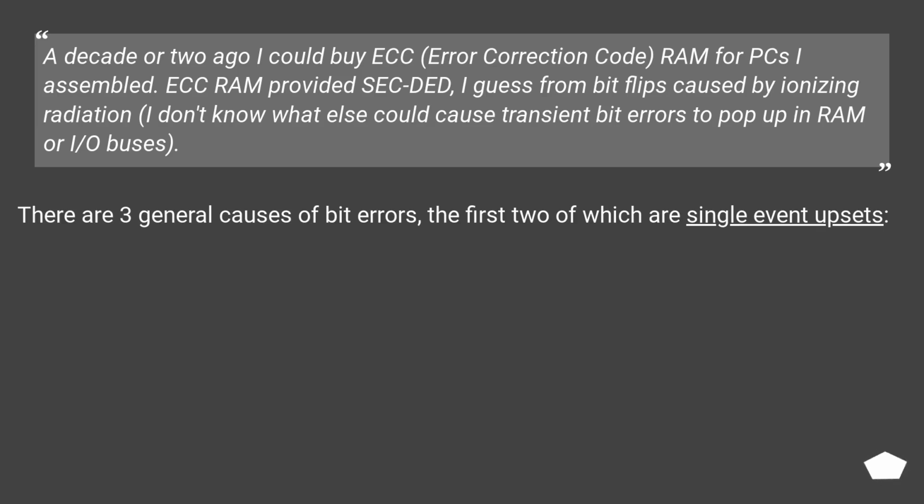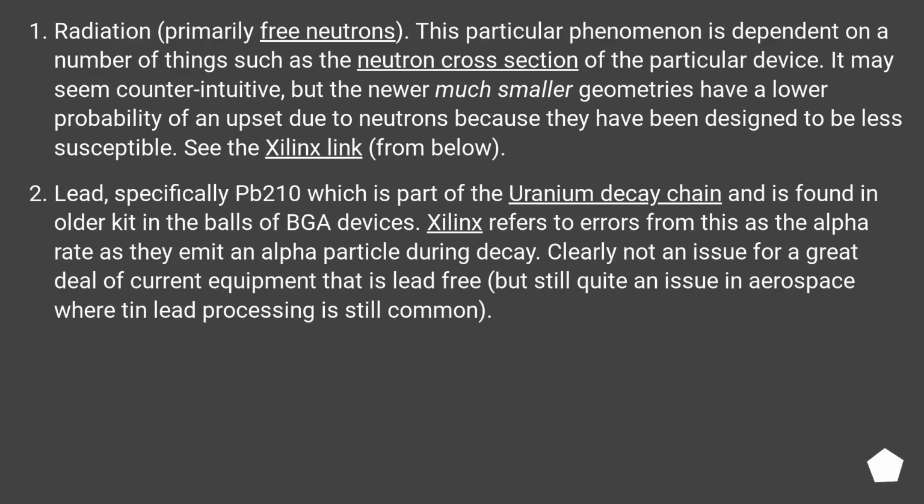There are 3 general causes of bit errors, the first 2 of which are single event upsets. Radiation, primarily free neutrons. This particular phenomenon is dependent on a number of things such as the neutron cross-section of the particular device. It may seem counterintuitive, but the newer much smaller geometries have a lower probability of an upset due to neutrons because they have been designed to be less susceptible. See the Xilinx link, from below.